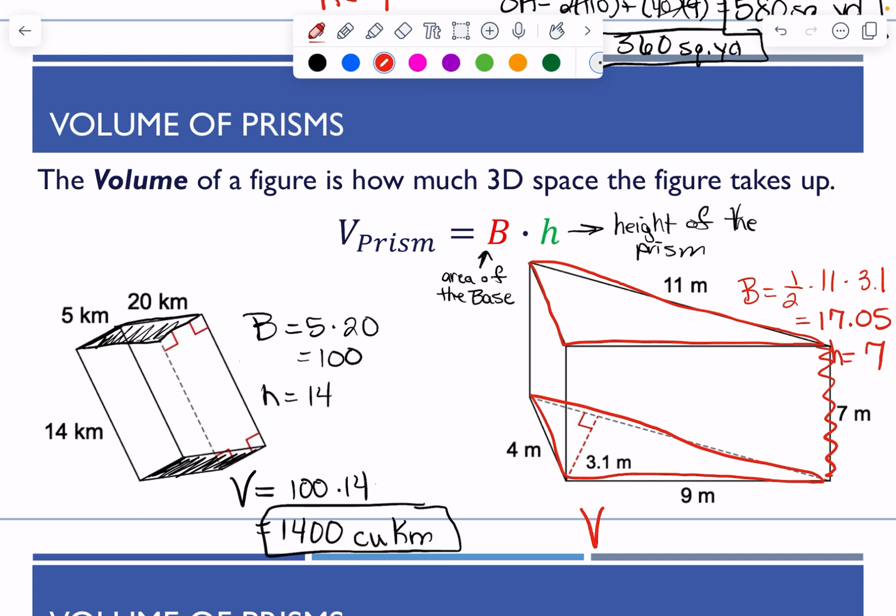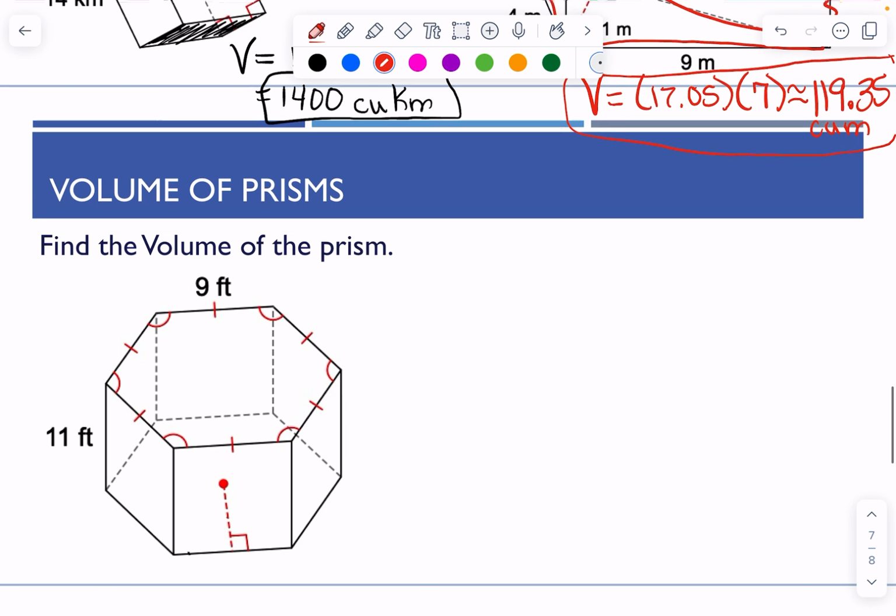So now the volume here is going to be the area of the base, 17.05, times the height, 7. And that's going to give me 17.05 times 7. And that is going to give me 119.35 cubic meters. And that would be our volume. Okay. Last one we're going to try.